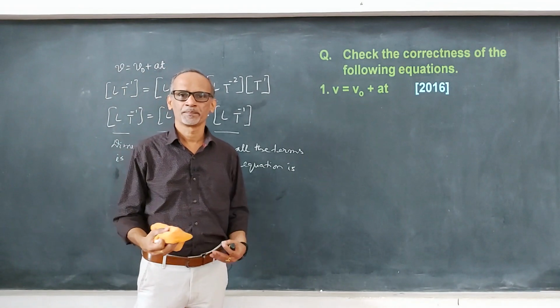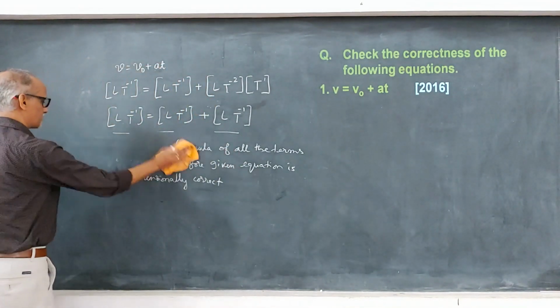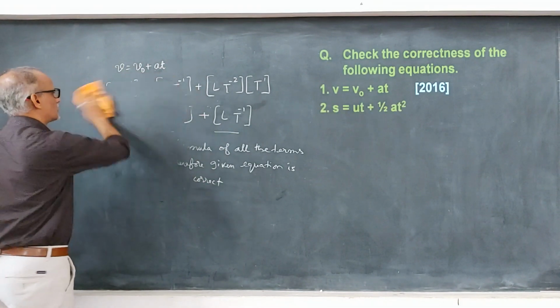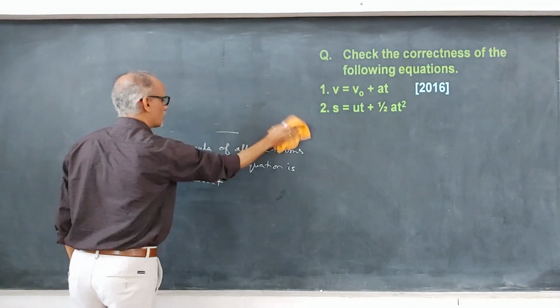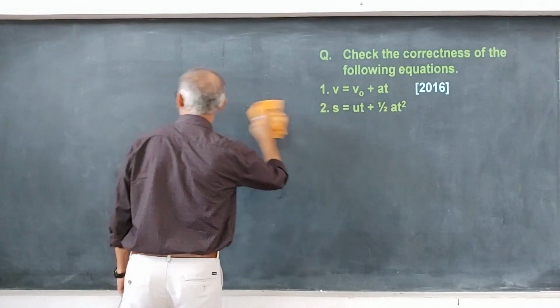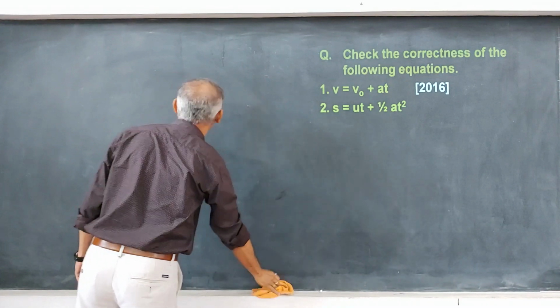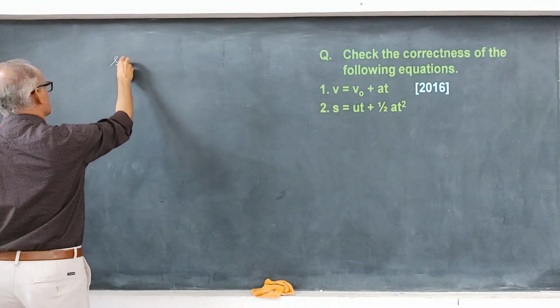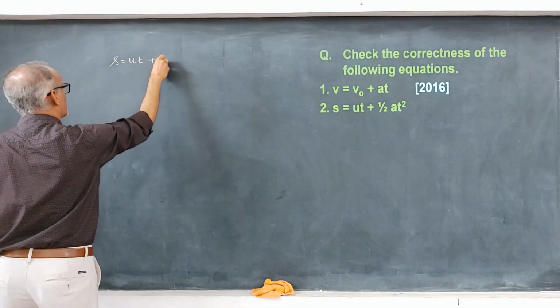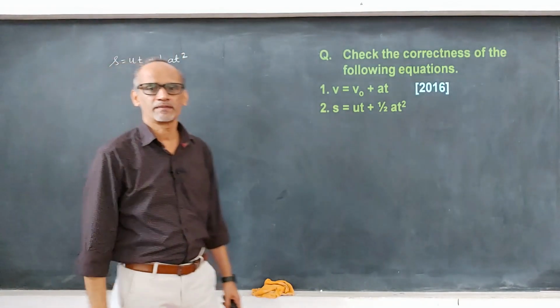We are checking. So therefore, what is the inference that we have to write at the end? Okay. So one more question. One more equation, and you all are familiar with all these equations, right? So let me write the next. The next is S is equal to ut plus half at square. This is the equation, and we have to verify.